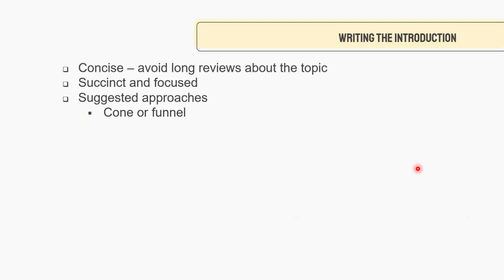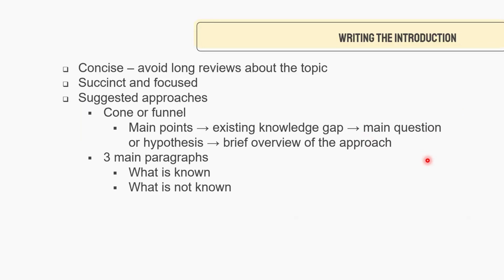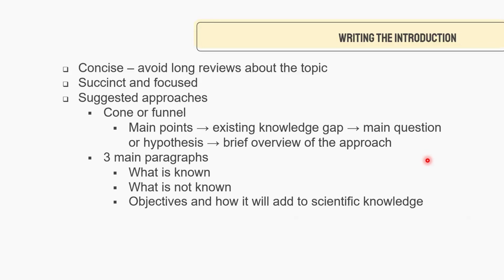Suggested approaches are cone or funnel, in which you write the main points, existing knowledge gap, and then the main question or hypothesis, followed by a brief overview of how you will approach the study. And you can also write it in 3 main paragraphs, stating what is known, what is not known, and the objectives and how it will add to scientific knowledge. Again, this is when you have a background of the study included in your introduction, but that does not apply to your research proposal since you have an RRL.